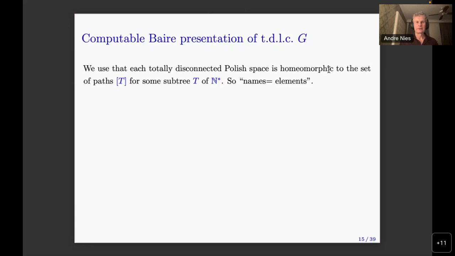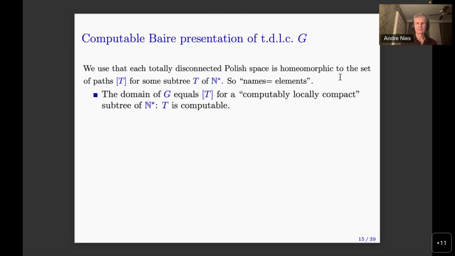So the good news is each totally disconnected Polish space is homeomorphic to a path set for some subtree of N star. That's the basic fact of descriptive set theory. So I really don't have to distinguish between names and elements. Names are the same as elements here, unlike the case for real numbers. So that's great. The domain of G will simply be the set of paths of a tree T. But not any tree. I want some nice properties that make this path set locally compact in the algorithmic way.